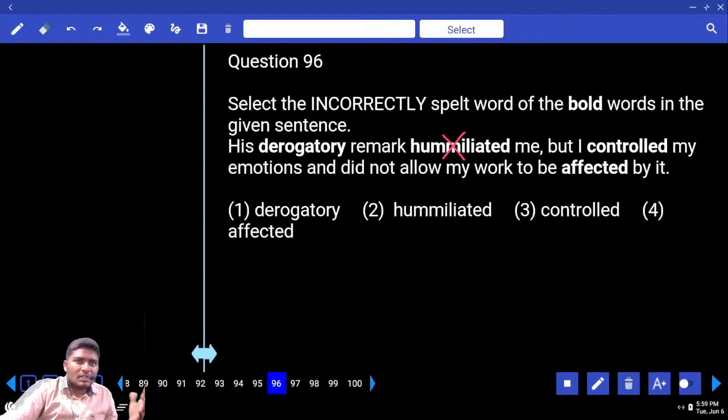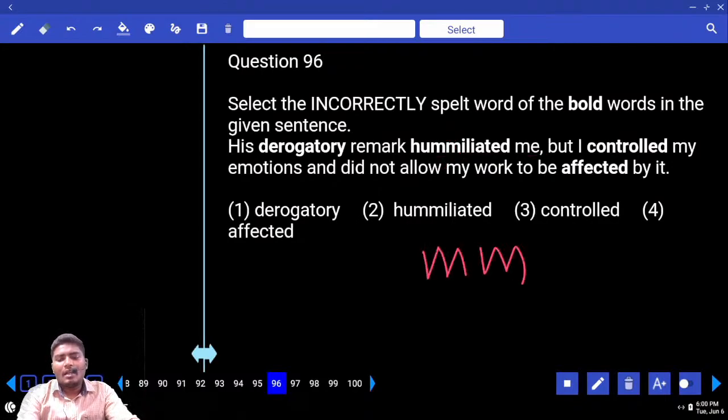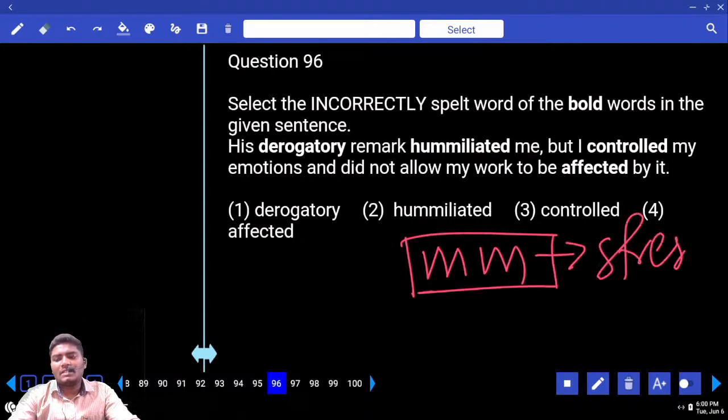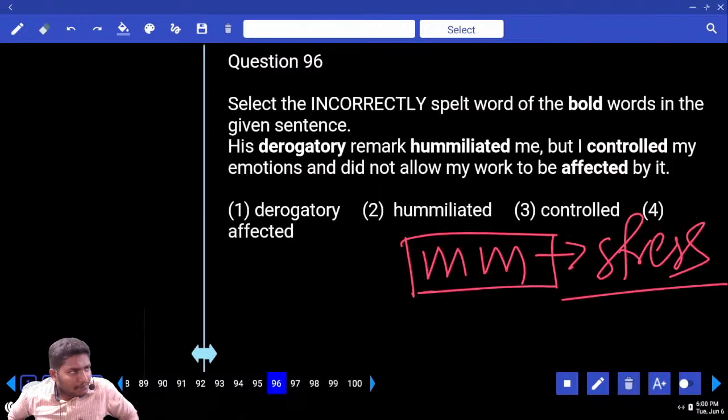But when you pronounce, it feels the same. Even if you pronounce with double M, what is the spelling? Humiliated only. Yes or no? Even if you remove 1 M, what is the spelling? What is the pronunciation? Humiliated. Same pronunciation, but be careful with this. When a double letter is given like this, remember, it must have a stress. What is stress?